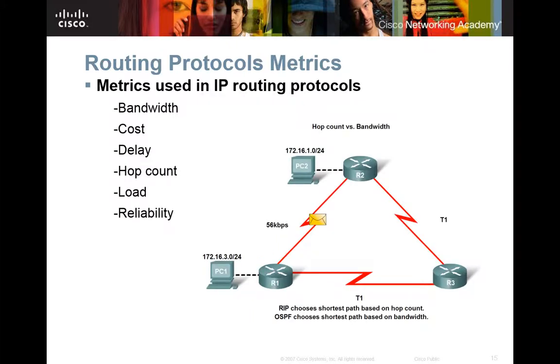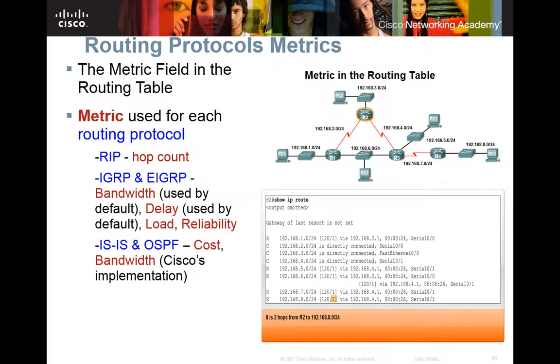Metrics also use bandwidth, cost, delay, load, and reliability. For example, we have 2 T1s, right? And then we have this 56K dial-up. If I have a 5 meg file, which one do I want to send it on? The metric cost, even though I have 2 hops, it's a lot lower than this 56K dial-up. And I'll show you how we do cost associations in these metric fields.